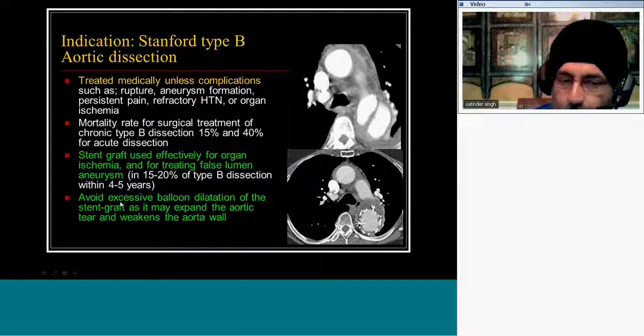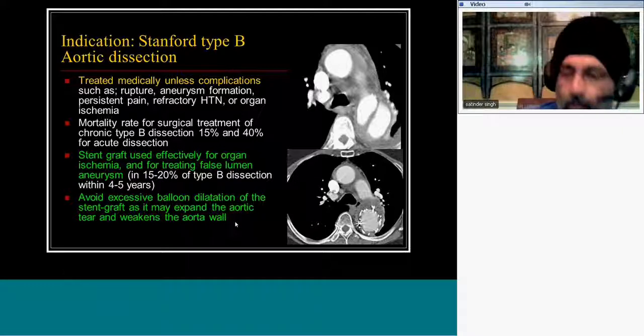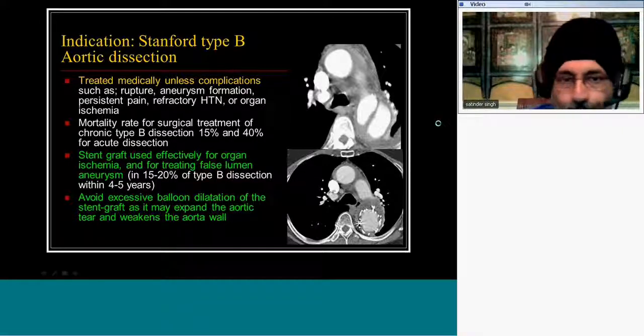An important thing to remember when you are putting a stent in these patients: you do not want to excessively dilate, because the aortic wall is already weak and it can cause rupture.